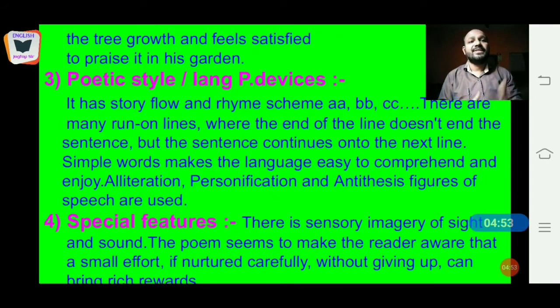And rhyme scheme A B B C C. What is the rhyme scheme of the poem? I will make a separate video for it, then you will come to know the rhyme scheme. It is A B B C C, and there are many run-on lines. If you observe it properly, you will come to know there are run-on lines in this poem where the end of the line doesn't end the sentence, but the sentence continues on to the next line. So this is how you have to understand.